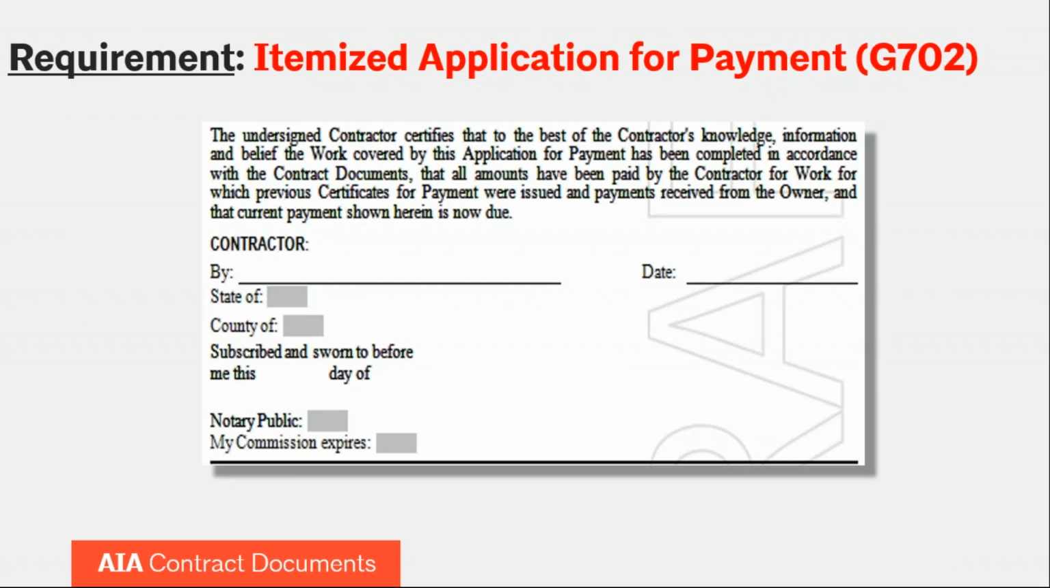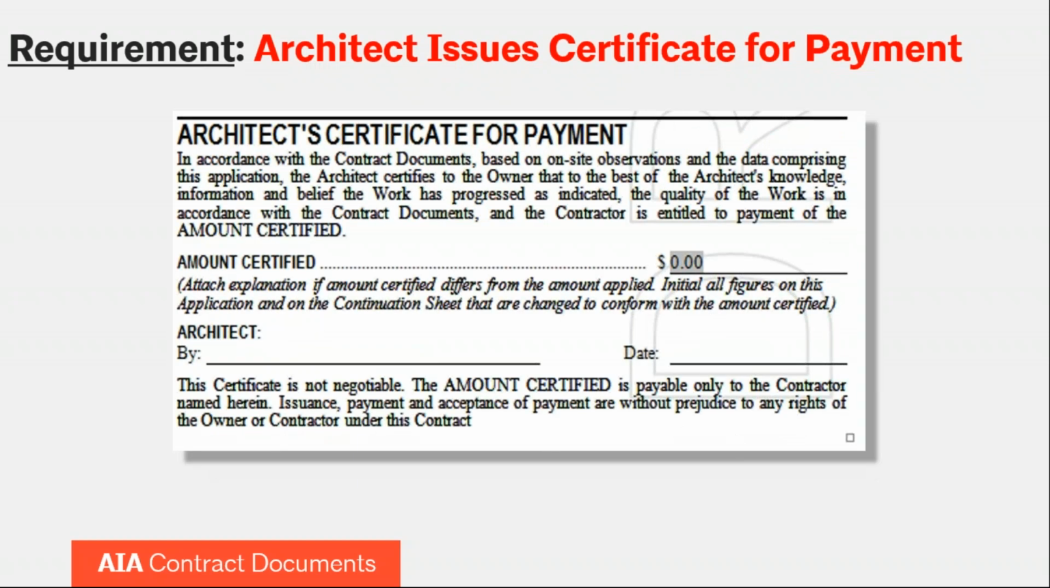Now, there's a spot on the G702 for the contractor to essentially certify that what it is submitting, at least to its information and belief, is accurate, and that amounts paid by the contractor for the work on previous certificates for payments were issued, essentially paid to the sub. The language on this form is consistent with the language that's required in A201. So again, just effectuating that A201 payment process.